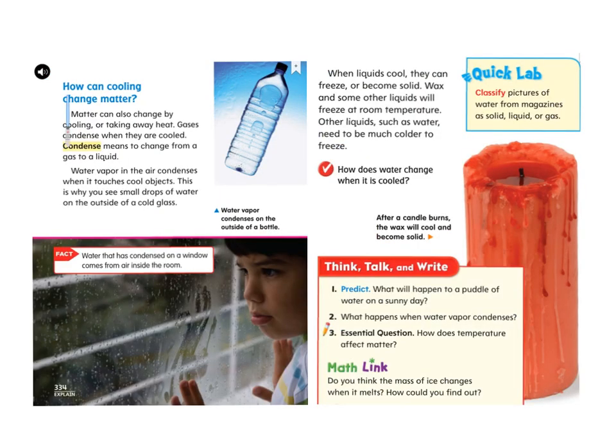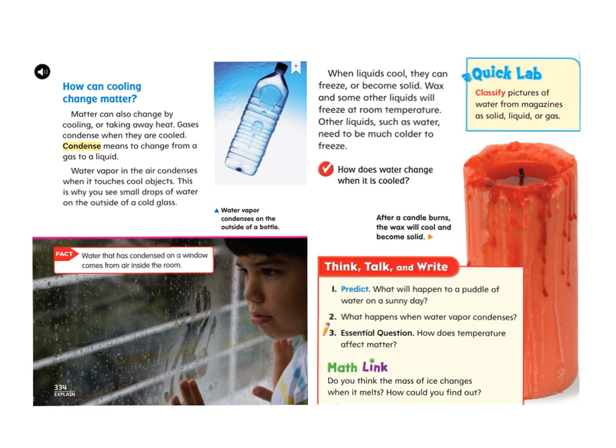Here we go. So how can cooling change matter? When we cool something, we're taking heat away from it. So matter can also change by cooling, or taking away heat. Gases condense when they are cooled. Condense means to change from a gas to a liquid. So if I start to remove heat from that gas, an example would be this condensation right here on this window, then it starts to turn back into a liquid.